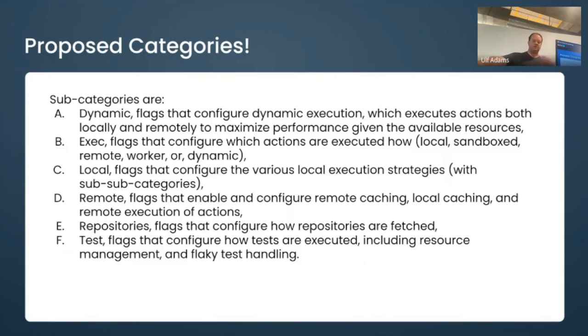We have repositories flags that can configure how repositories are fetched, and then test flags. These are, again, I think, very interesting. You can configure how tests are executed, including resource management and flaky test handling. And this is really interesting, especially for your CI, where you want to make sure, well, what do you want to achieve in your CI, and what are the right flags, right? This is a category to look at when you configure your CI.